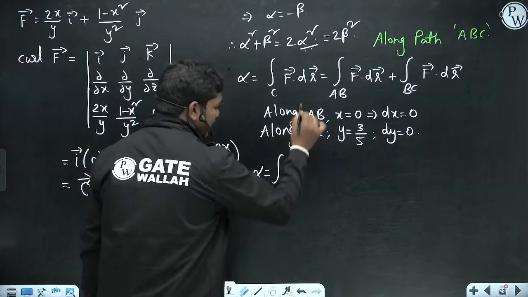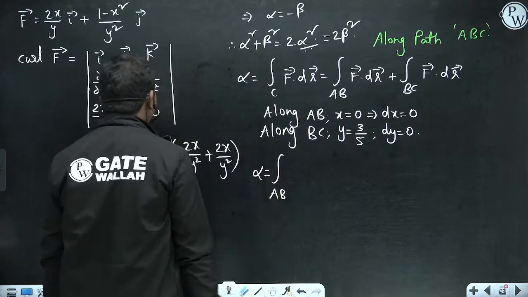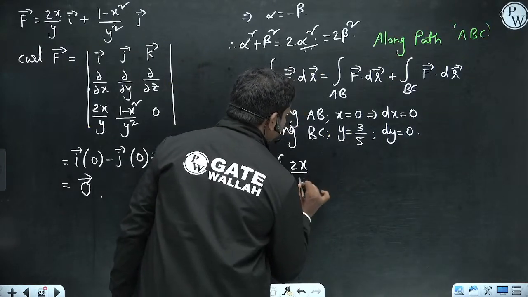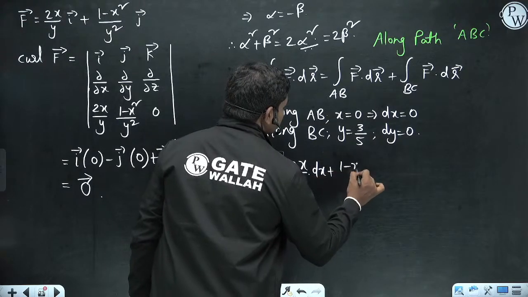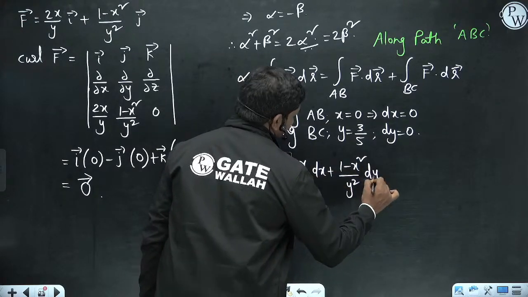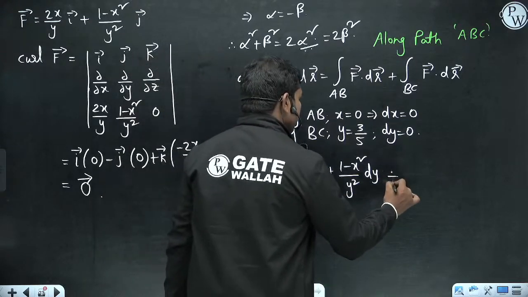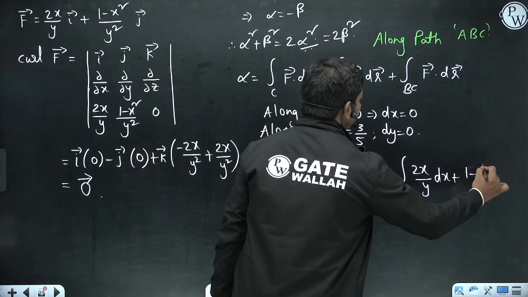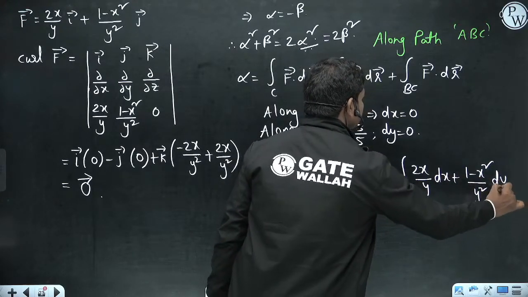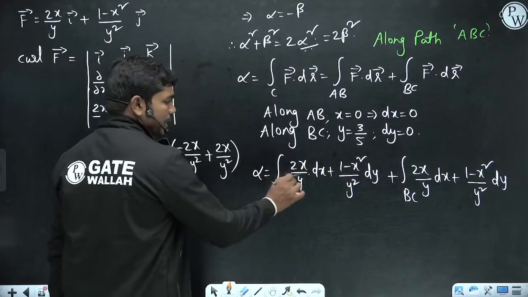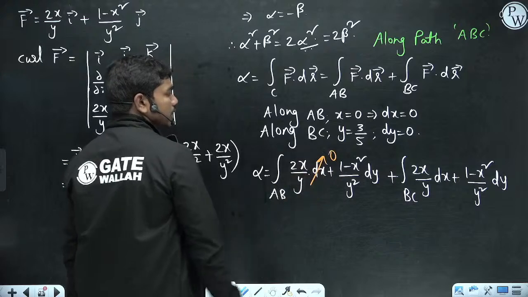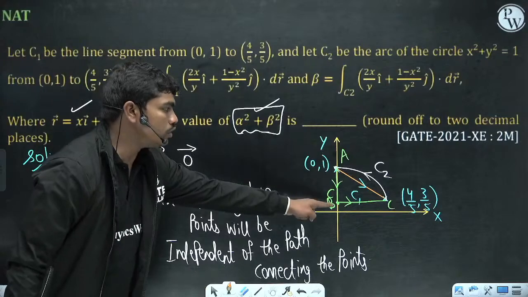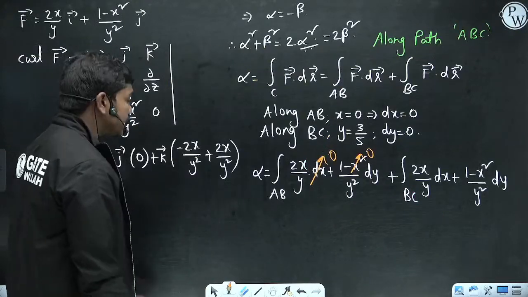Alpha is equal to integral along path AB of f bar dot dr bar. So what will be f bar dot dr bar? 2x by y dx plus (1 minus x square by y square) dy, plus the integral over path BC of again the same thing, 2x by y dx plus (1 minus x square by y square) dy. Now if you see along path AB, dx is 0 and x is also 0. So this is integral of 1 by y square dy, and y is changing from 1 to 4 by 5.